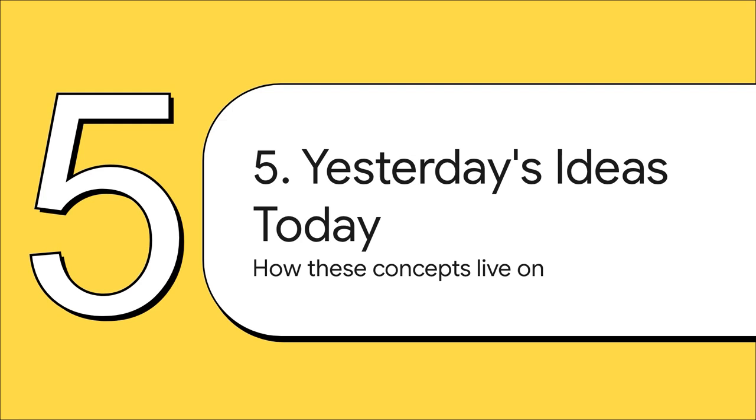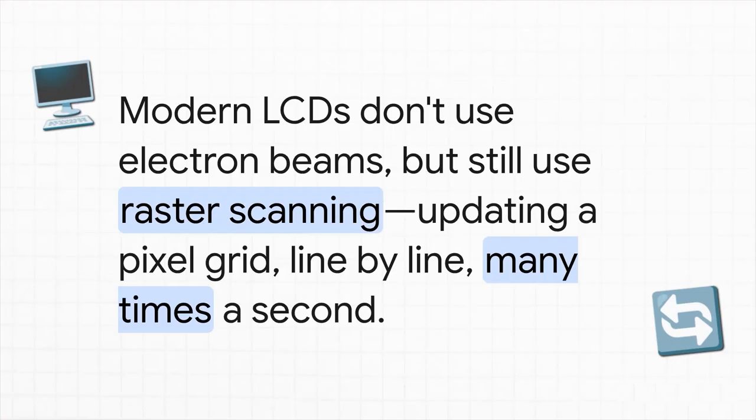But what's so fascinating is how these original, foundational ideas are still with us, hidden inside the very devices we use every single day. Take your sleek, modern LCD or OLED display. It doesn't have a cathode ray tube, of course, but guess what? It's still performing raster scanning. It's updating its massive grid of millions of pixels row by row from top to bottom 60 or maybe 120 times every single second. The core idea is exactly the same.